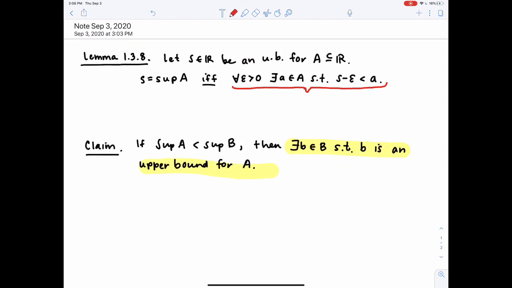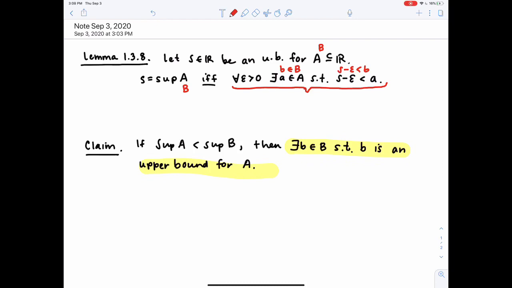Now, I'm looking for a little b in the set B, but remember, I could talk about the set B here. I could be talking about sup B. This could be a little b in B such that s minus epsilon is less than b. It doesn't matter what you name the set.